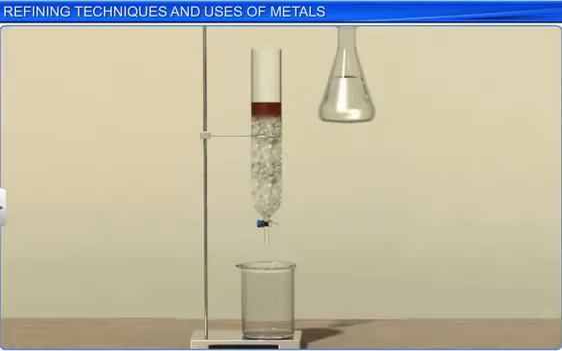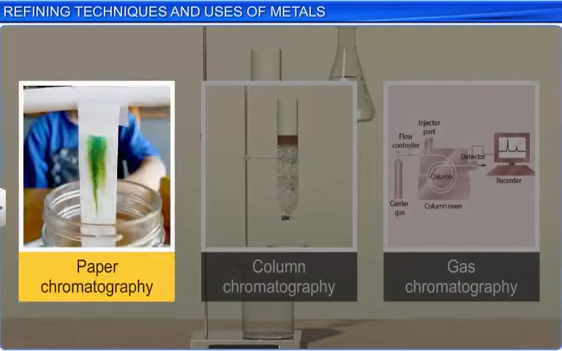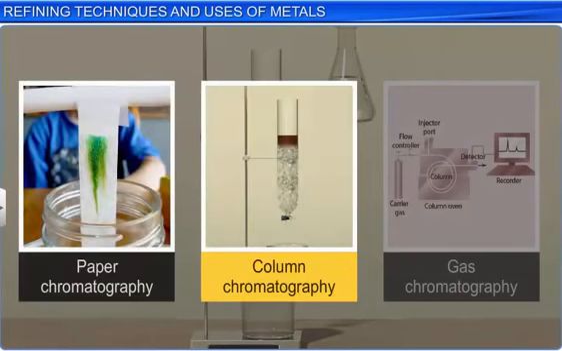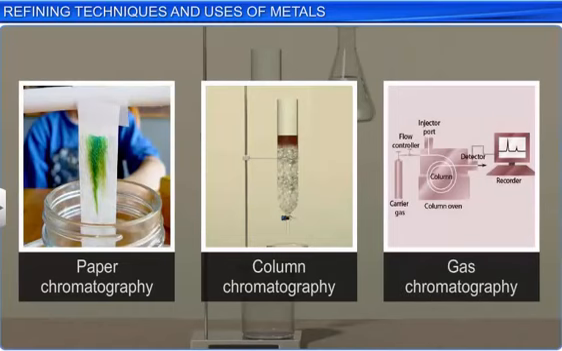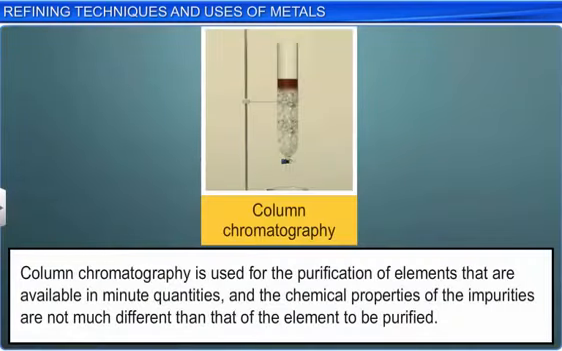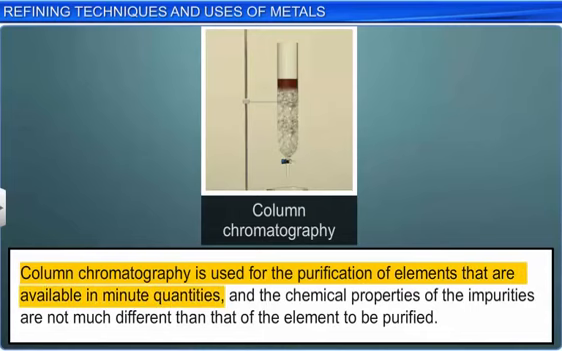Depending upon the physical state of the mobile phase and the stationary phase, and also on the passage of the mobile phase, different chromatographic methods, such as paper chromatography, column chromatography, and gas chromatography are used. Let us take a look at column chromatography, which is particularly useful for the purification of elements that are available in minute quantities, and the chemical properties of the impurities are not much different than that of the element to be purified.